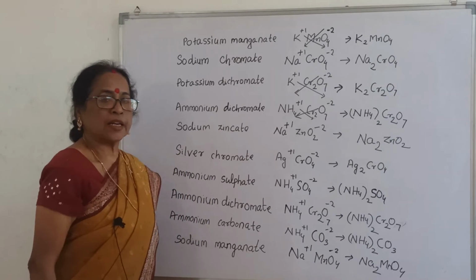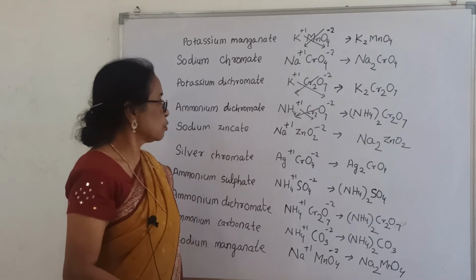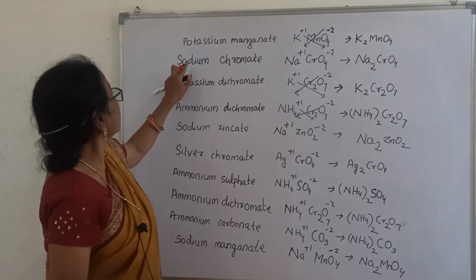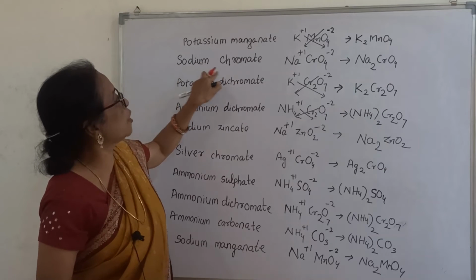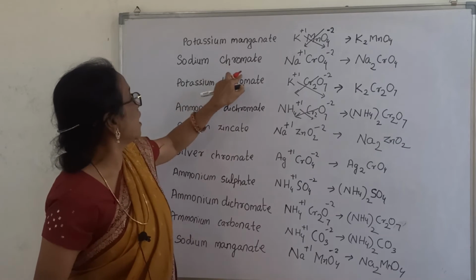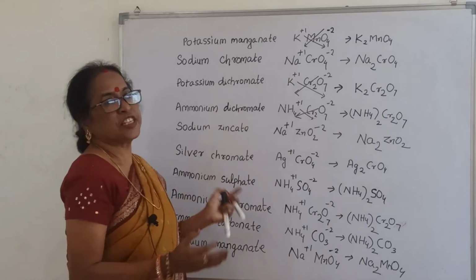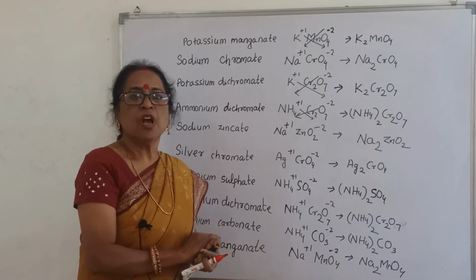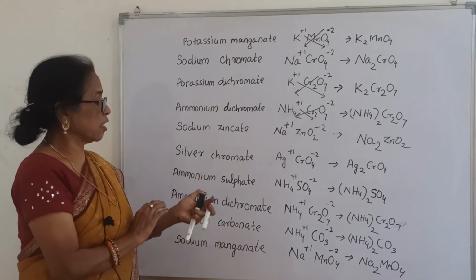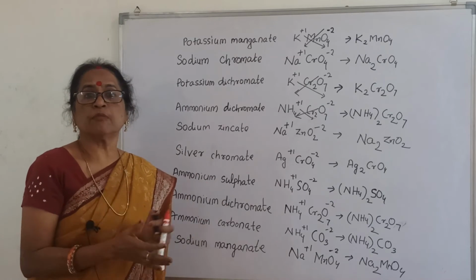Then sodium manganate. Here Na plus, manganate means MnO4 minus 2. So it comes to Na2MnO4. Similarly, sodium chromate, if I add potassium chromate, you will write K here. And similarly, if I write ammonium chromate, then NH4 plus 1, CrO4. So you can change and exchange any of them and try to write the possible formula and check in the book whether it is correct or not, or check on the internet also. You will try and you will get almost all the compounds.